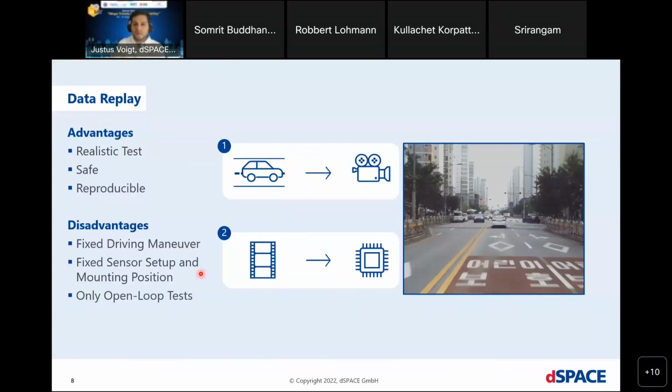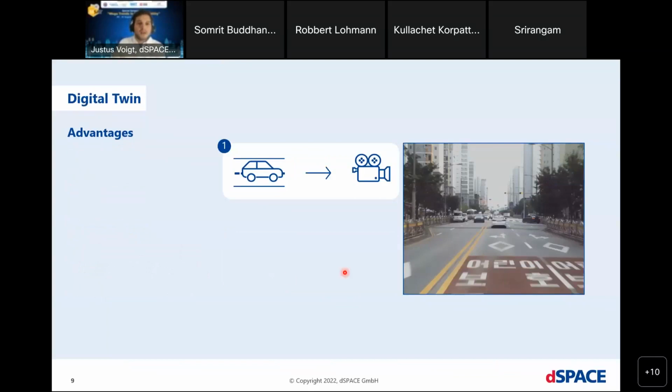So how can we now perform a test that does not have these disadvantages? One answer to this is a digital twin. For this, I start again with a test drive where typically a camera recorded data as well as LiDAR data is stored, but I do not use this data in the following to perform data replay tests. Instead, I use the sensor data to create a representation of the environment and extract the driving maneuver. The subsequent tests are simulations.